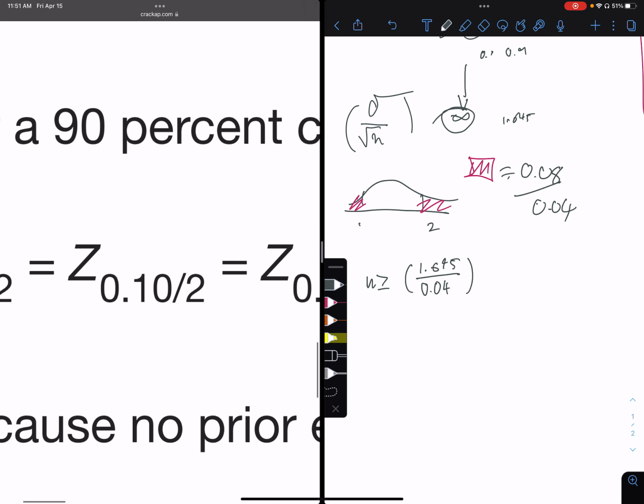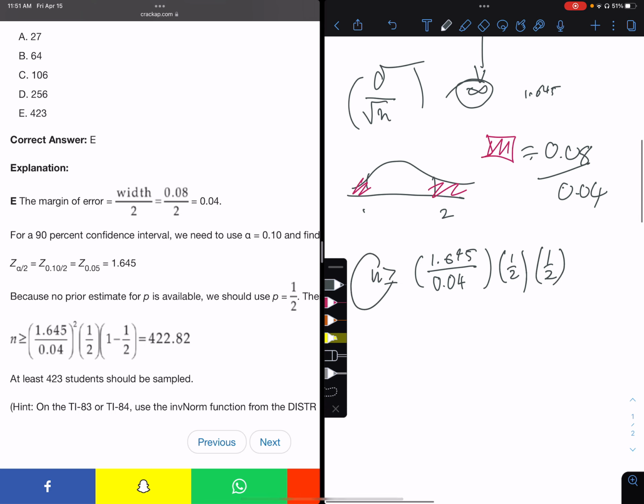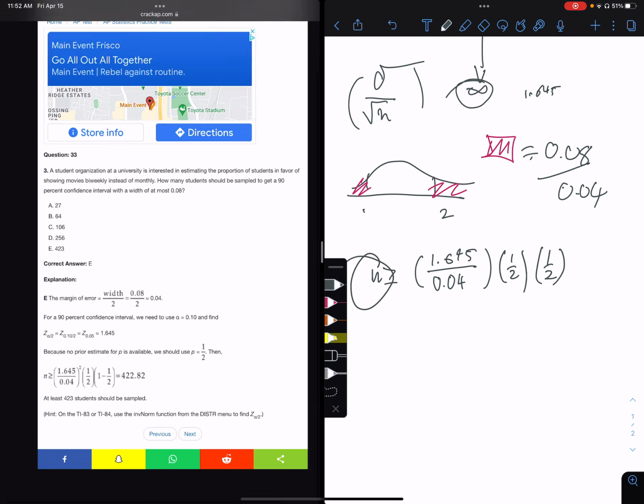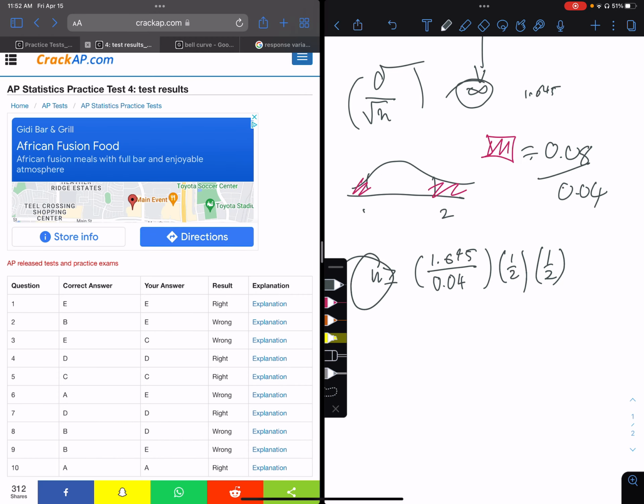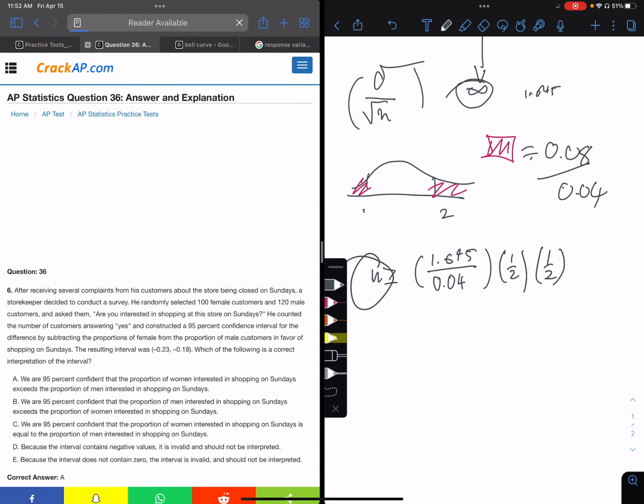Oh, is it the Z table? I don't know, we'll see. So we want 1/2, and then the other option, which is also 1/2, and this is going to give you an interesting result. Okay, this one.